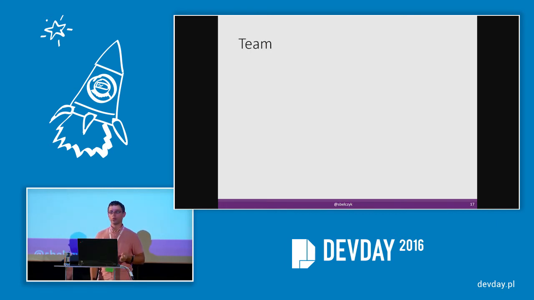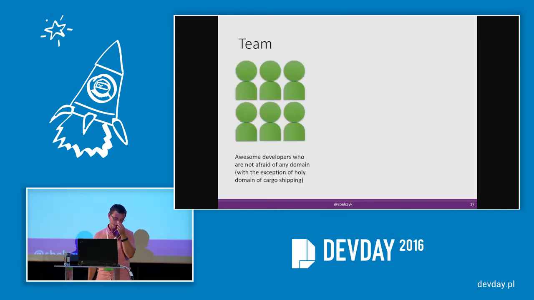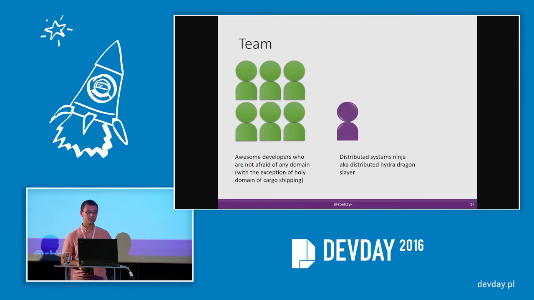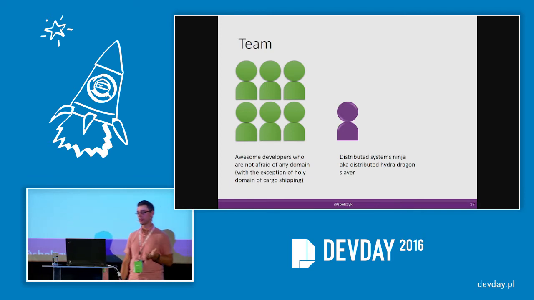So in your team, you can have a number of awesome developers who are not afraid of any domain, obviously with the exception of the holy domain of cargo shipping. And if you need to fine-tune certain areas in your system, you basically hire a distributed system ninja who knows what he's doing, and he will be concerned with fine-tuning the runtime and all the edge cases.